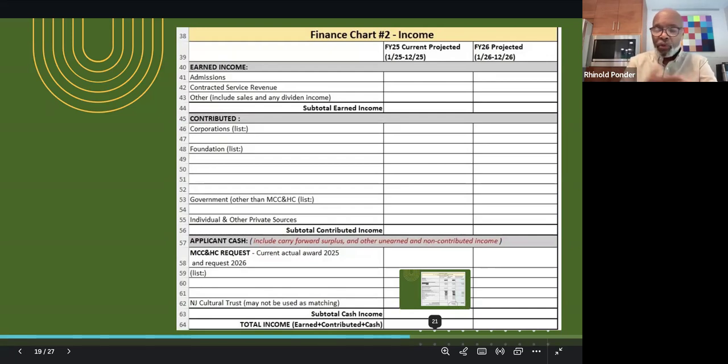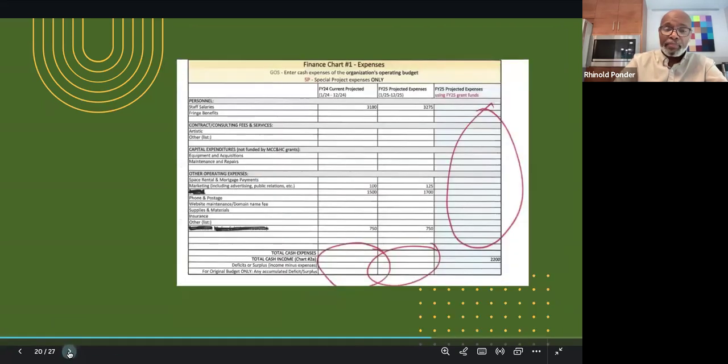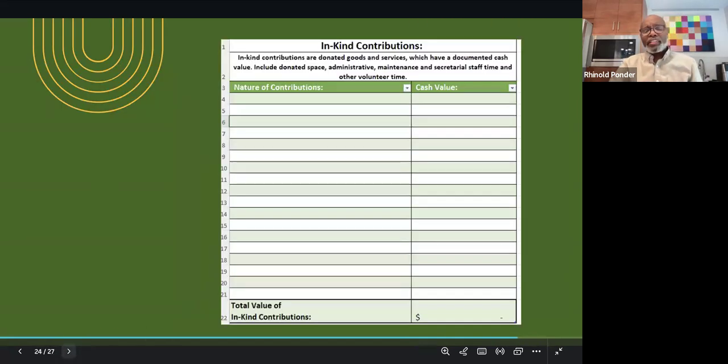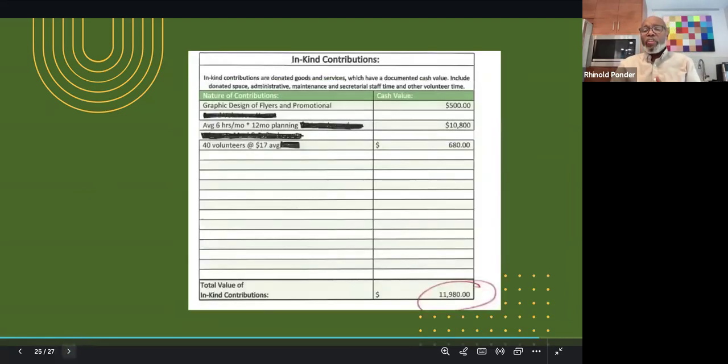And so, to be more specific, I probably put it in line 54, just say in kind, put the number in the projected, or 60 and put the number in the projected. And then that allows the panel to simply go to the in-kind chart to break it down. If I wasn't clear on that, please just ask me questions about that later. So this is a really good example of a breakdown of in-kind contributions.